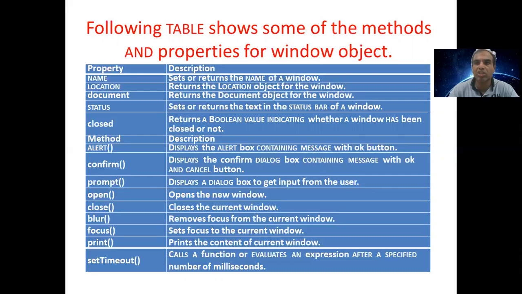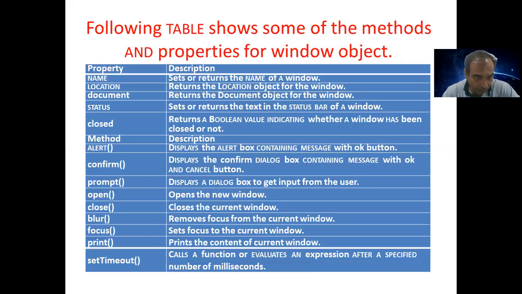Status, window.status. Downside in the browser there is a status bar, and it shows you some statements over there, which file is loaded, progress is there. So it sets the return text in the status bar of a window. Window.close, if you want to close that particular window, it is just like a boolean value, yes, no. Method description, it shows window dot. There are so many methods.